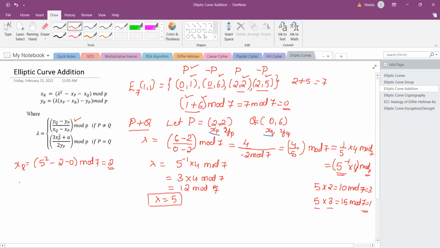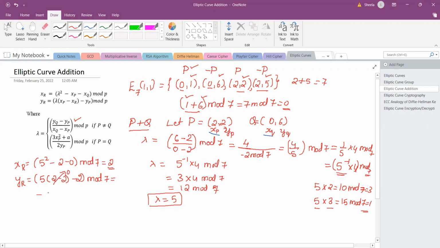And next, the y coordinate, that is yr. What is the expression for yr? Yr is nothing but lambda into xp minus xr, minus yp, mod p. So here lambda is 5, xp is 2 and xr is also 2. 2 minus 2 minus, what is yp? Yp here is 2. So we are going to get 2 mod 7. Okay, so this whole term will become 0.